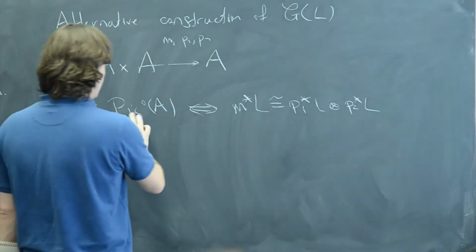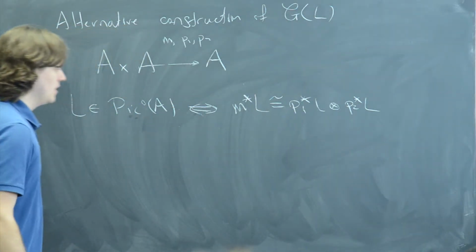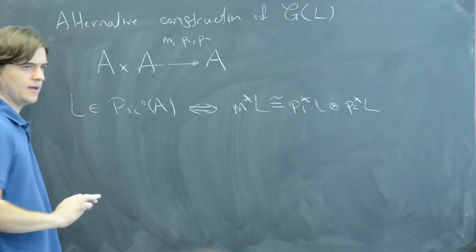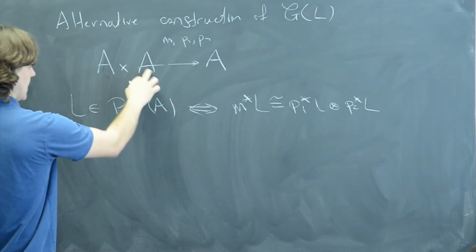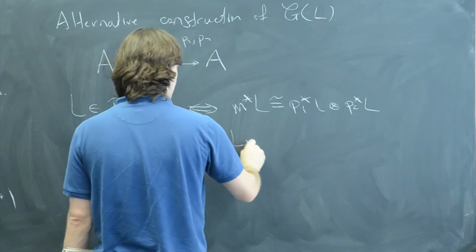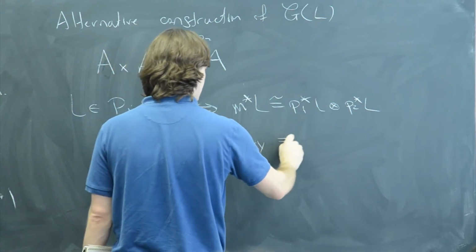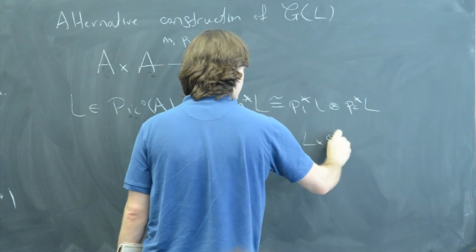So if we have something in Pic⁰, then we get this isomorphism, and that's an isomorphism of line bundles on A times A. If you look at what this isomorphism means at the point (x, y), it's really giving you a canonical isomorphism between the fiber at x plus y and the tensor product of the fibers above x and y.